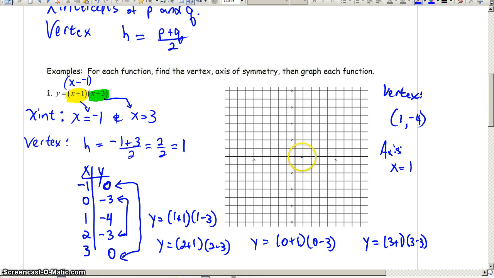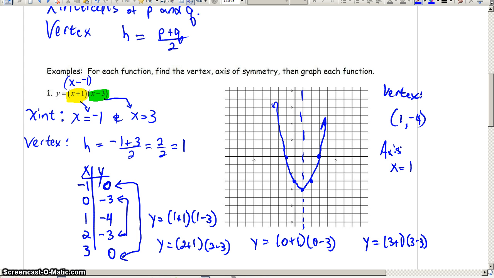Now, plotting 1 comma negative 4, 1 to the right, go down 4. 0, negative 3, we're going to just go down 3 steps. 2 comma negative 3, we just come down over here. 3 comma 0 is right over here. And also negative 1 comma 0. Very, very quickly, we are going to see our parabola taking shape. And very nicely, you can see that we are done. We've got our vertex and our axis of symmetry.